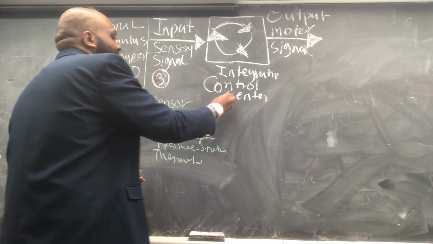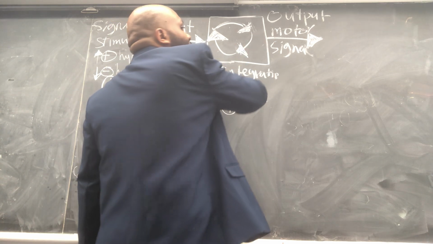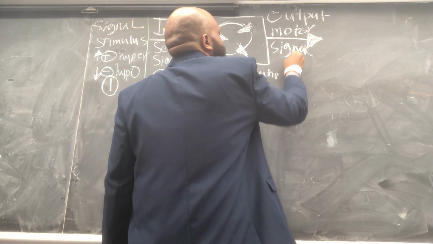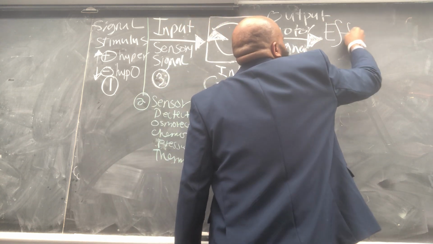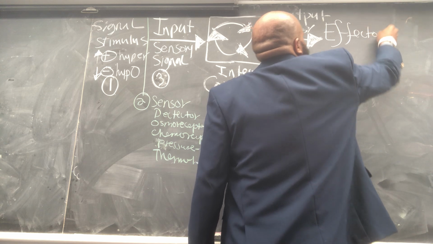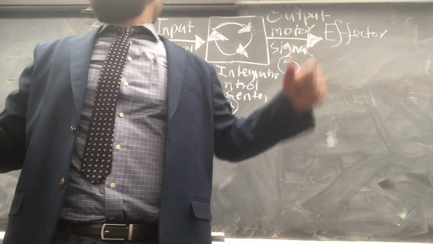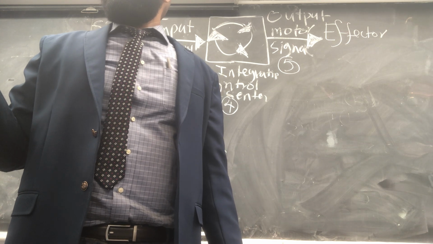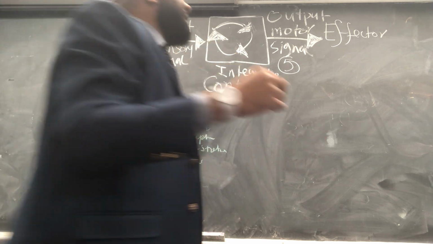The integrator control center is 4. The output, who will be always opposite to the input, that's going to be 5. Then we're going to have an effector. So the effector is going to mediate the effects of the negative feedback.